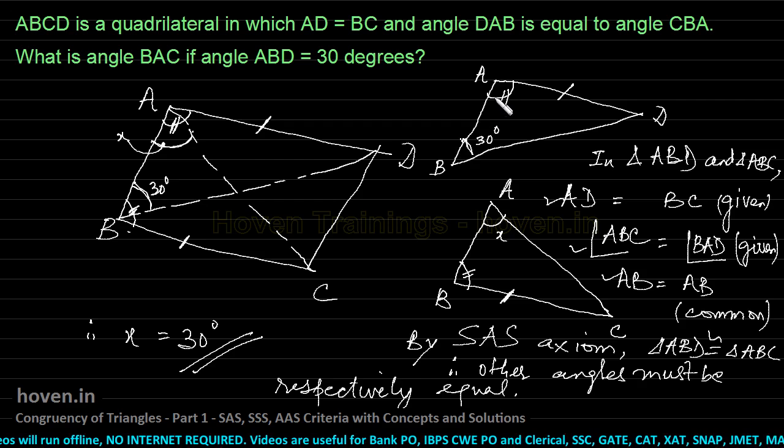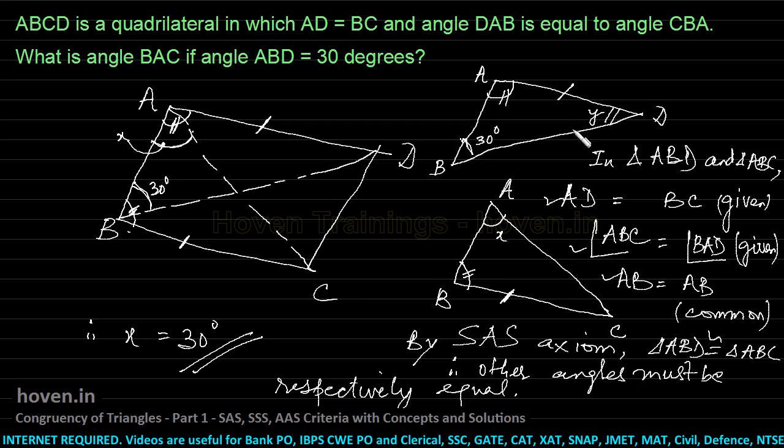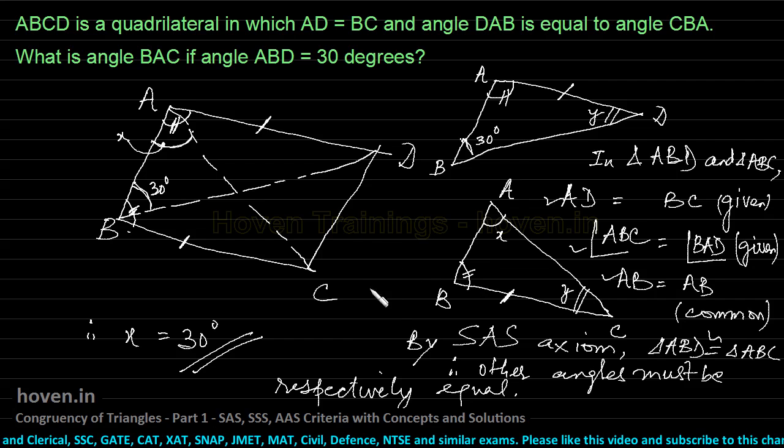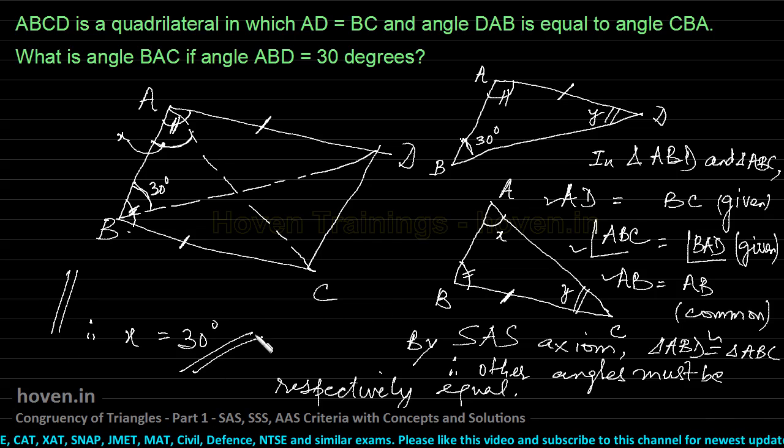And on the sidelines, AB has opposite to it this angle Y. And AB has this angle Y. So this Y will be equal to this Y. This is 30 and 30, the other pair is already given equal to us. So this is how the things would work. The answer in this case is 30 degrees.